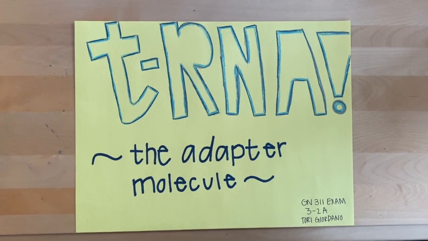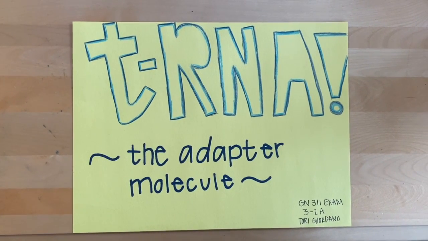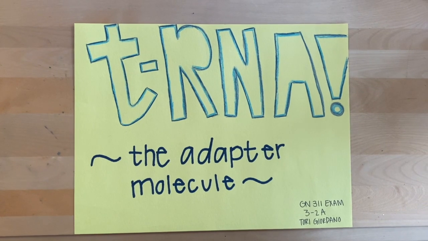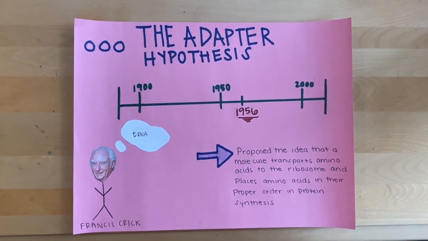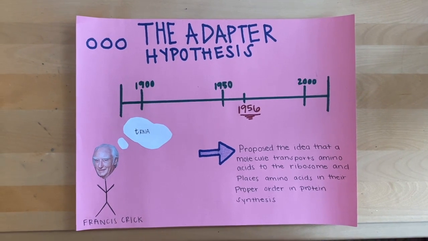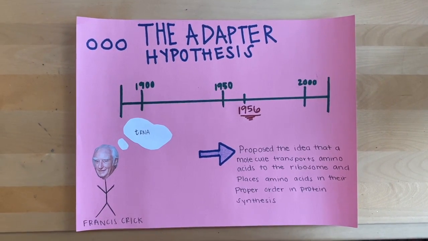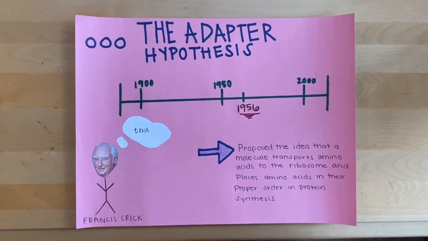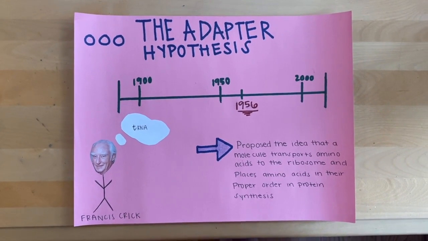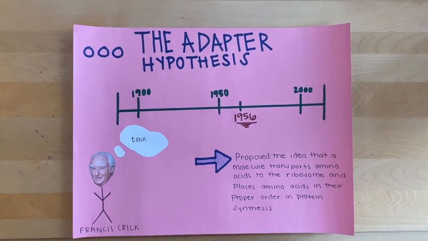Today I'll be talking about tRNA, the role it plays with protein synthesis, and the adapter hypothesis. The adapter hypothesis was first proposed by scientist Francis Crick in 1956. Crick proposed the idea of a molecule that transports amino acids to the ribosome and interacts with codons in mRNA, placing amino acids in their proper order in protein synthesis.